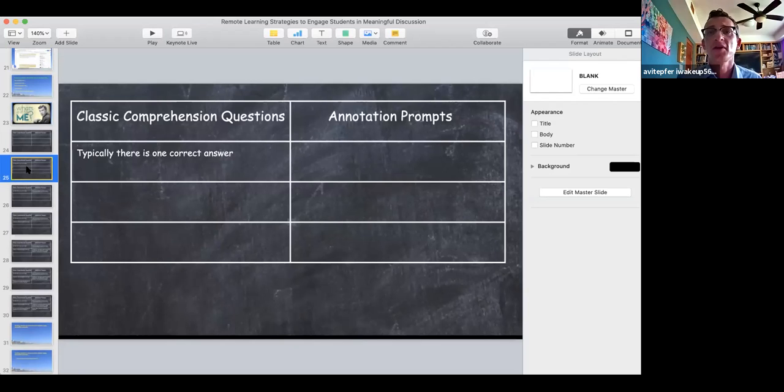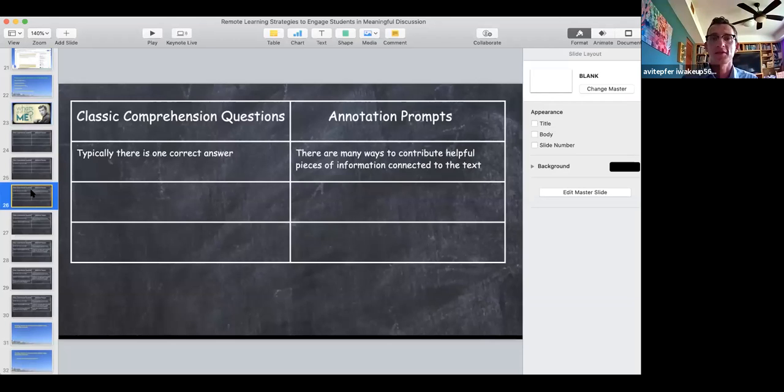And whenever there's one correct answer, there's always that risk of one student answering and not giving the other students enough time to think about it themselves, or sometimes students copying answers from each other. With annotation prompts, there are many ways to contribute helpful pieces of information and connect with the text, so that ideas are unique and they can't really be copied, right? People are coming at this article with their own ideas.